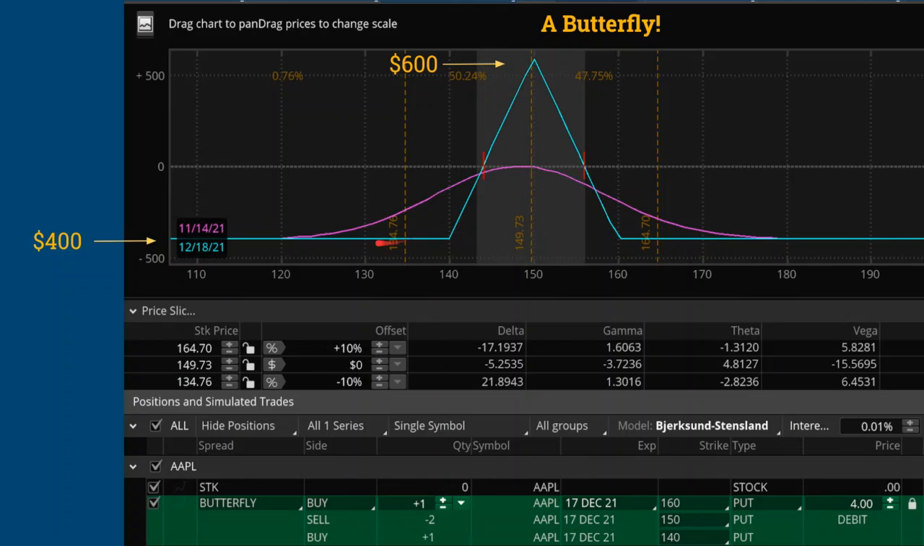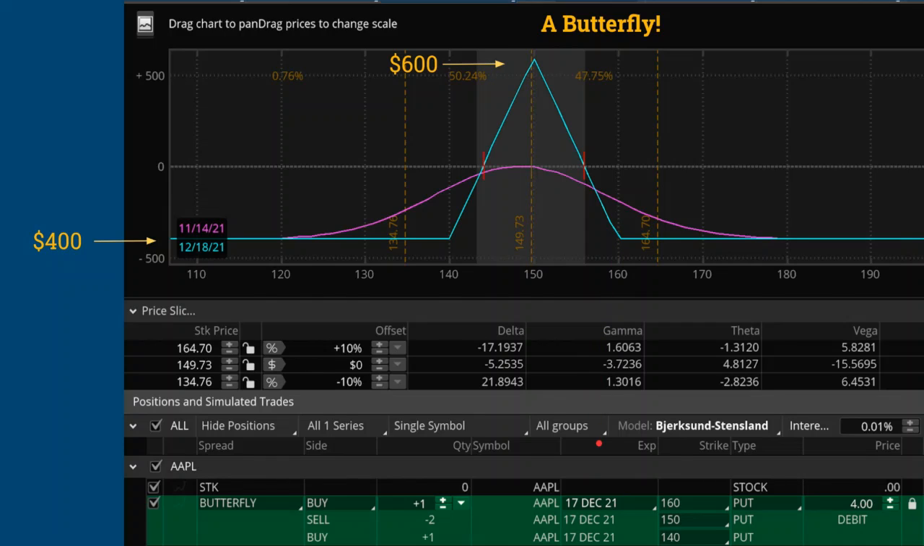Anytime you have an equal distance, we call that a balanced butterfly. Some people make different distances on, say, the downside than the upside, and that would be commonly referred to as a broken wing butterfly or an unbalanced butterfly. Also, sometimes you'll see situations where people will sell different amounts on one side than the other side, also an unbalanced butterfly. So generally speaking, the most common form of what we call a butterfly is this, where it's balanced.